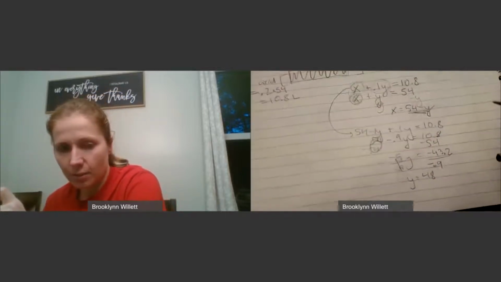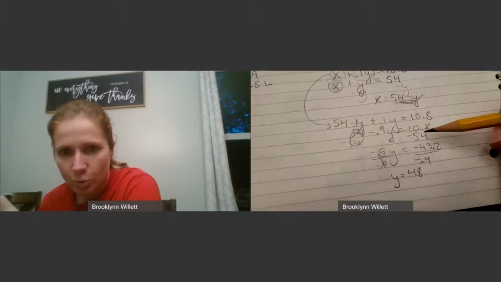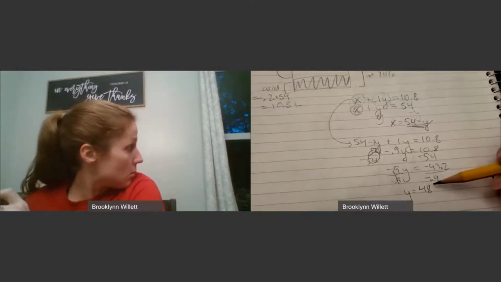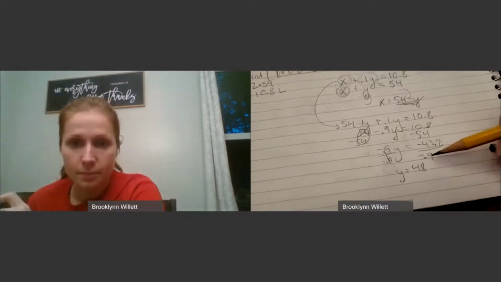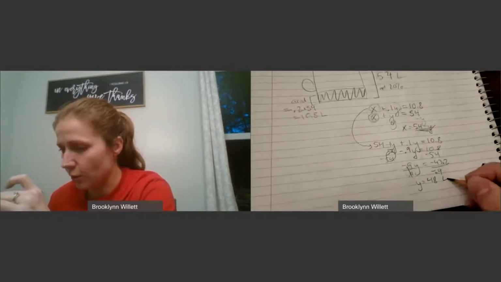Sorry if you guys can't see, I wasn't able to see my screen for a little while. So here's my work here, subtract 54, divide by negative 0.9. Got 48. And again, that's liters. And if we look back up here, y was the weak solution.